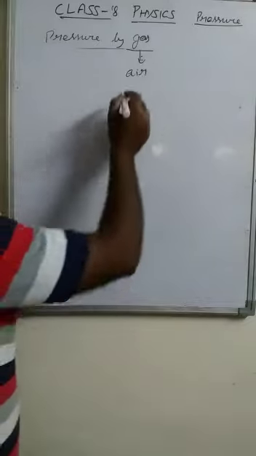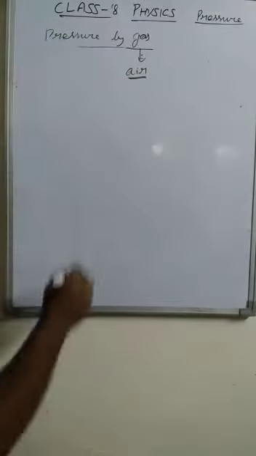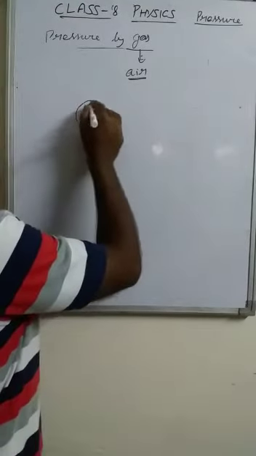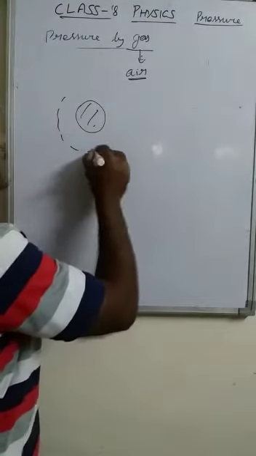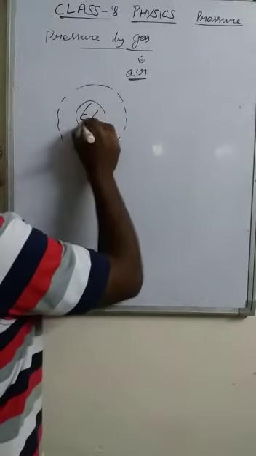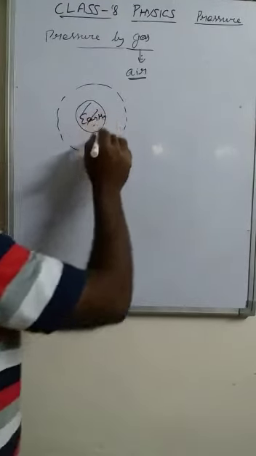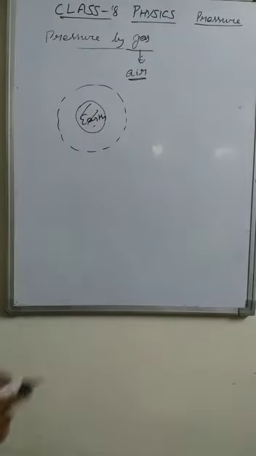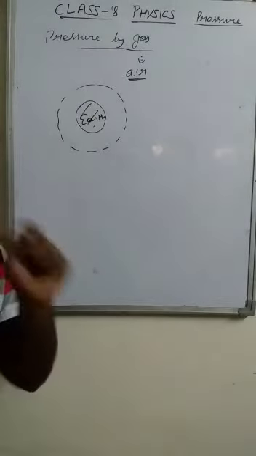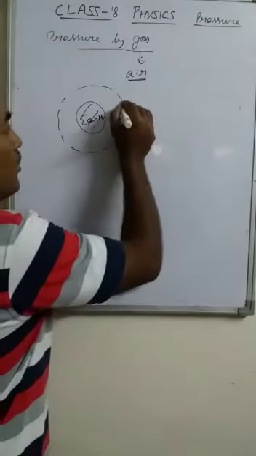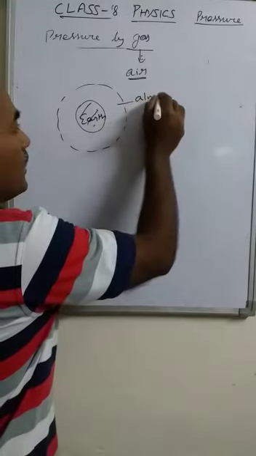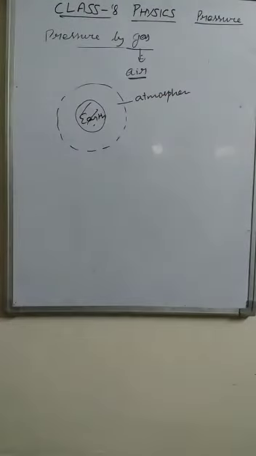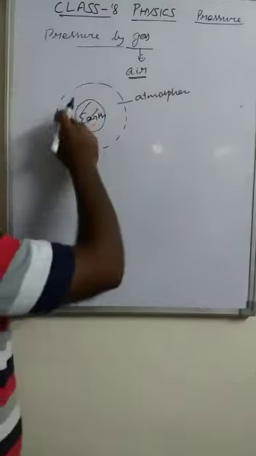Now, in our atmosphere, that is, around the earth, this is the earth. Around the earth surface there is a space, a space within which the air is filled. That space is known as the atmosphere. It is the atmosphere, and this atmosphere is filled by air.